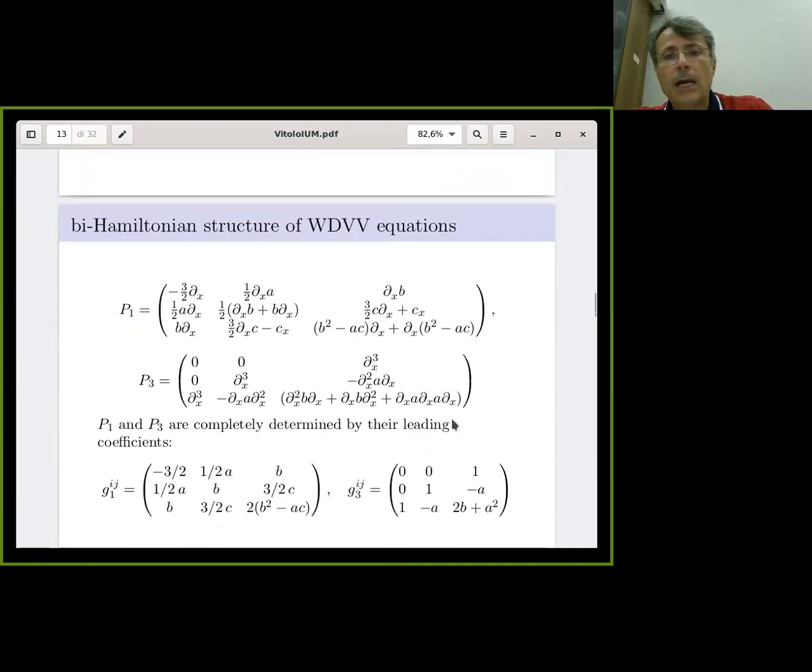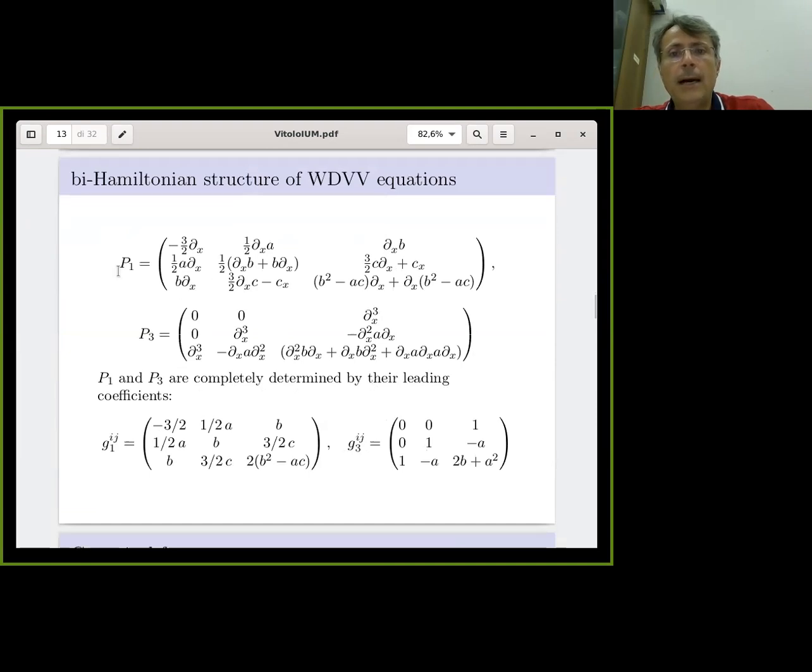So the operators are written here. They are P1 and P3. You can see that P1 is first order homogeneous, and P3 is third order, but again homogeneous. P1 and P3 are completely determined by the leading coefficients. The statement about P1 is obvious. It's what I told you before. It's an old result by Dubrovin and Novikov. The statement about P3 is relatively new. It was discovered by Pavlov and myself a few years ago.